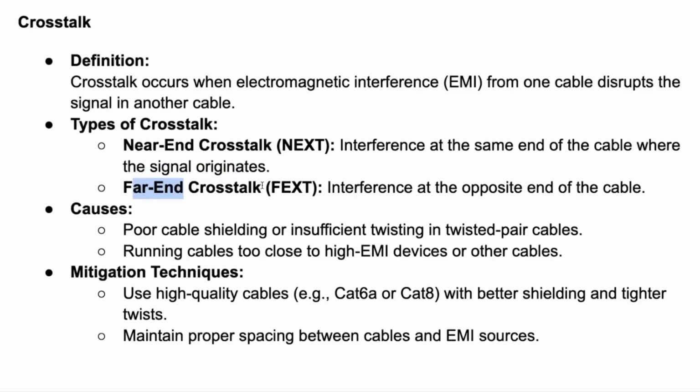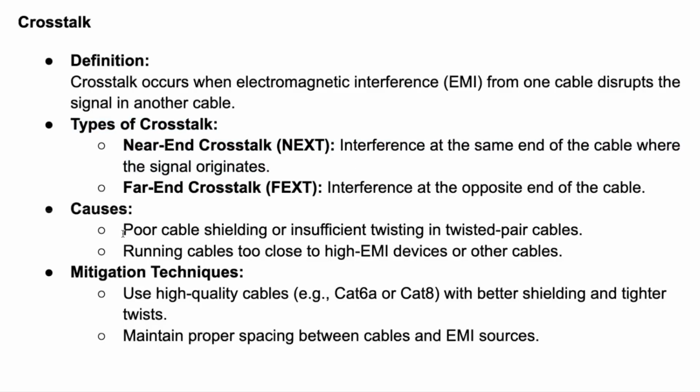Far end, also known as FEXT, is interference that happens at the opposite end of the cable from where it originates, so where the signal ends up and where it goes to, right? The signal originates somewhere, and that origination point, the point of origin, is the near end, and the far end is the furthest point from that point of origin. So you have two types of crosstalk, NEXT and FEXT.